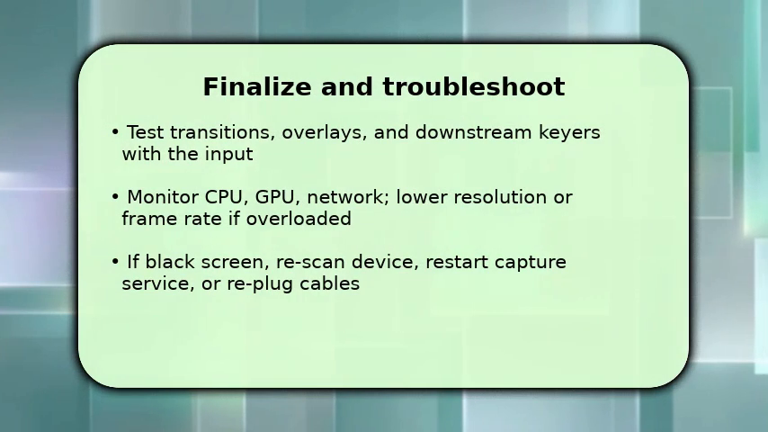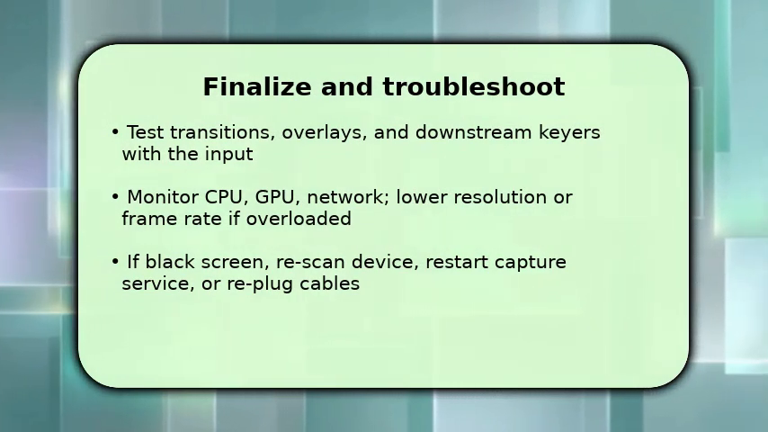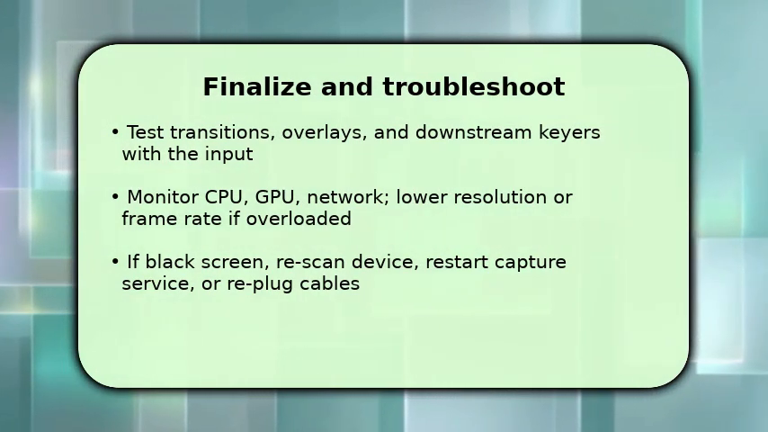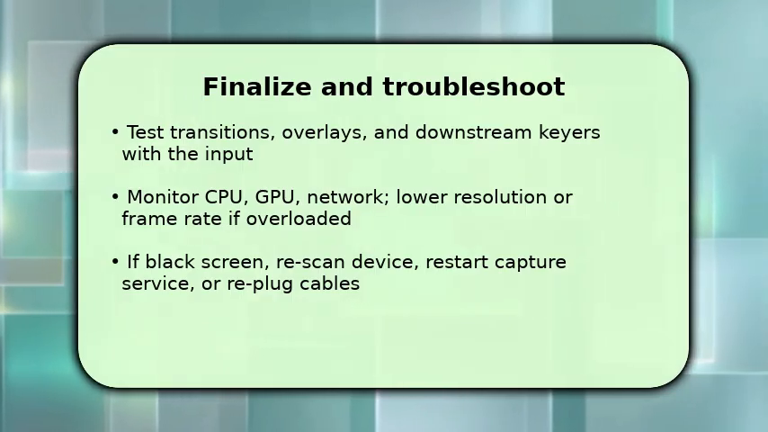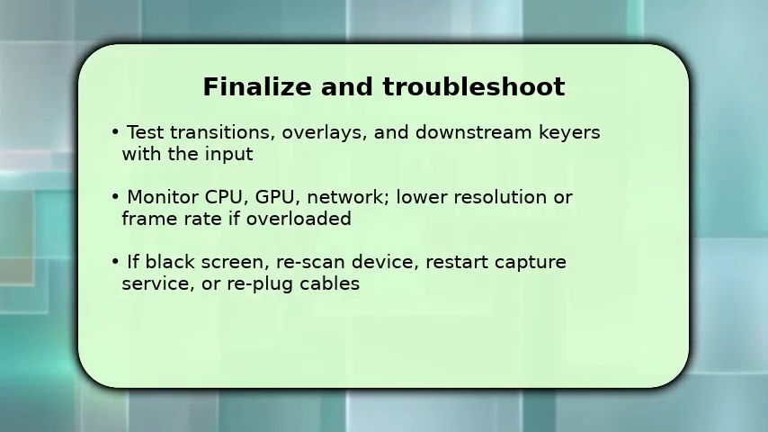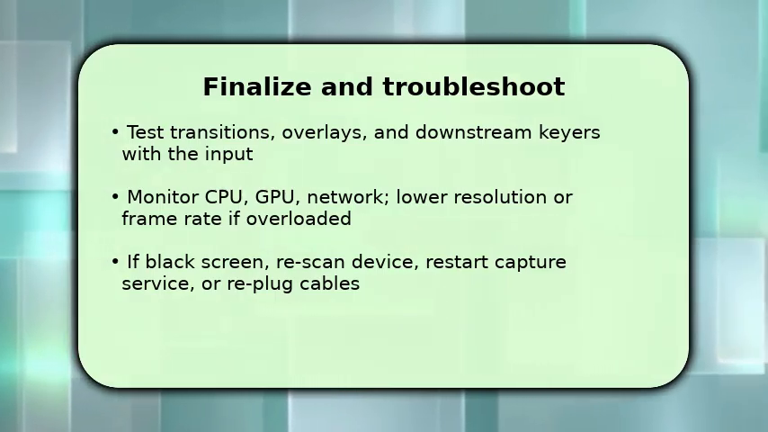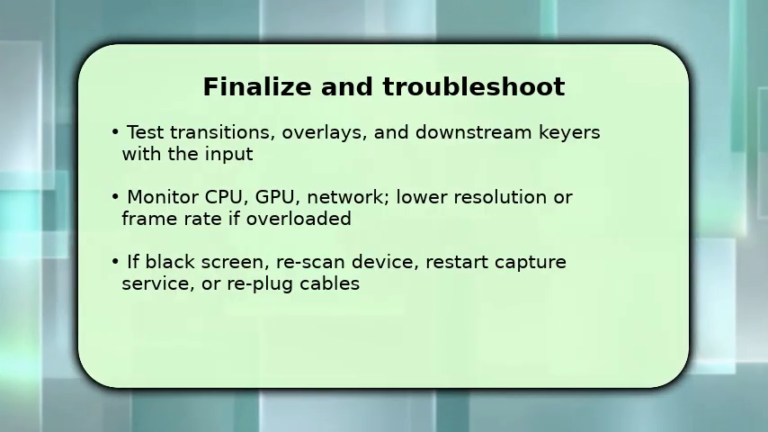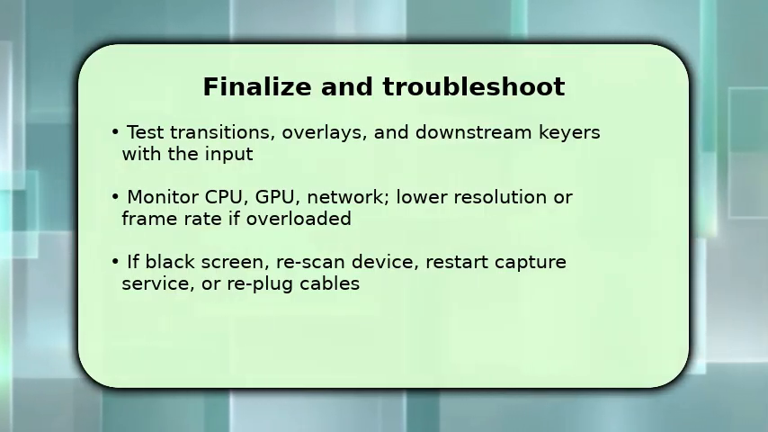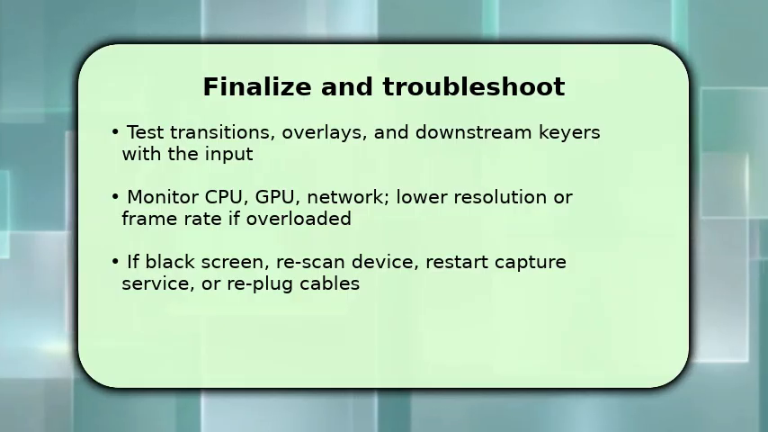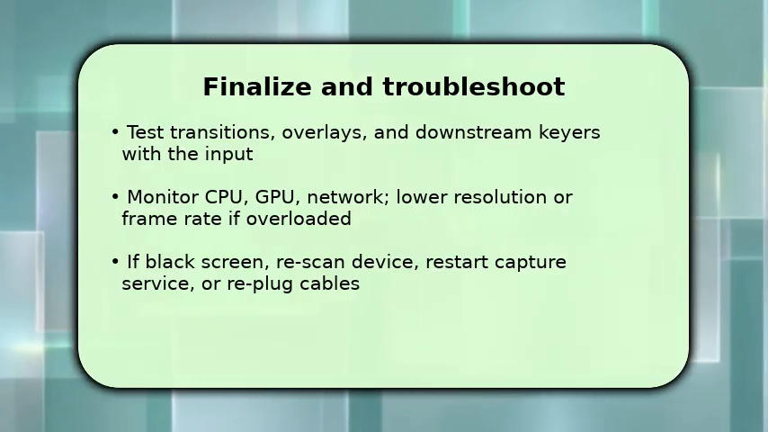You finish by integrating the input into your show, test transitions, overlays, and keyers so you see how the source performs live. Once done, monitor system metrics, CPU, GPU, and network, and make adjustments like lowering resolution or frame rate if resources spike. If issues occur, first rescan the device in vMix and restart the capture driver or service.